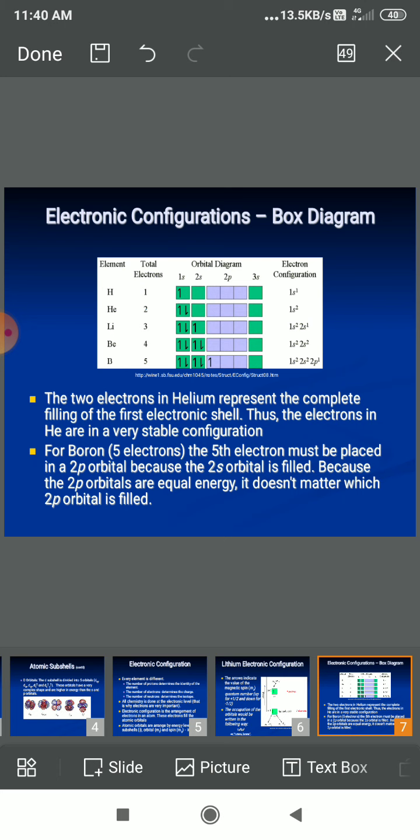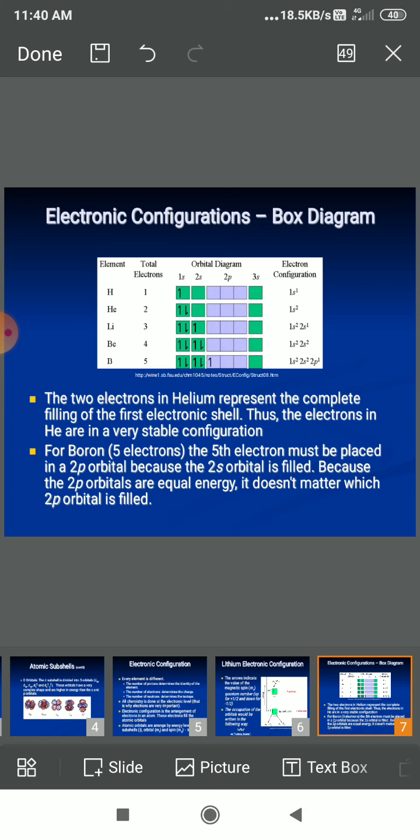Then next is beryllium. The atomic number of beryllium is 4 and the orbital diagram. In the 1s orbital there are 2 electrons and in the 2s orbital there are 2 electrons, and then electronic configuration is 1s2, 2s2. And then the last element is boron. The atomic number of boron is 5 and then orbital diagram. 1s contains 2 electrons, 2s contains 2 electrons and 2p contains 1 electron. Then electronic configuration is 1s2, 2s2 and 2p1.